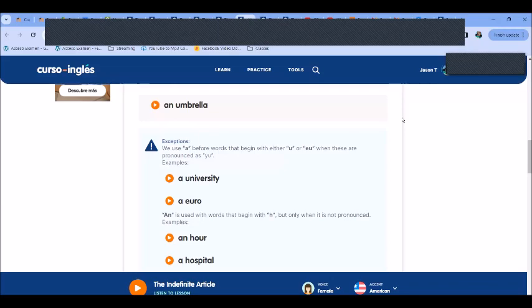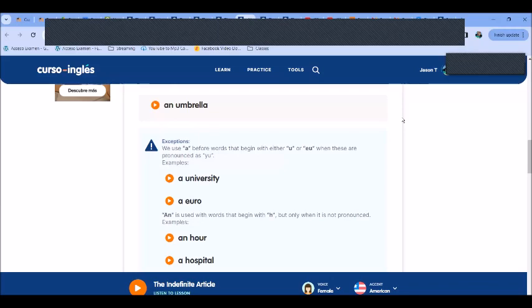A university. Not an university, like umbrella, but a university. And not an EU, but a Euro, a European. All right? So when you see these words, use a for them. Don't use an. Exception number one. Exception number two.